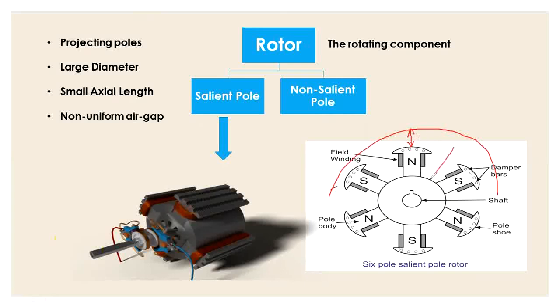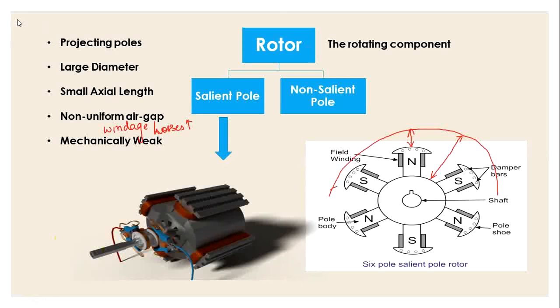Whereas if you see from here, the air gap will be more, right? So it has a non-uniform air gap. Because of this, the windage losses in these types of rotors are more. Okay, windage losses are more. So the next one is that they are mechanically weak because of the projecting poles and non-uniform air gap.